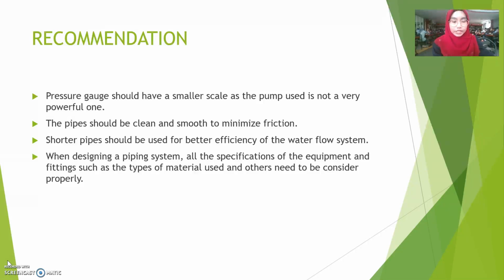For the recommendation, first, the pressure gauge should have a smaller scale as the pump used is not a very powerful one. Second, the pipes should be clean and smooth to minimize friction. Third, shorter pipes should be used for better efficiency of the water flow system. And lastly, when designing a piping system, all the specifications of the equipment and fittings, such as the types of material used and others, need to be considered properly.